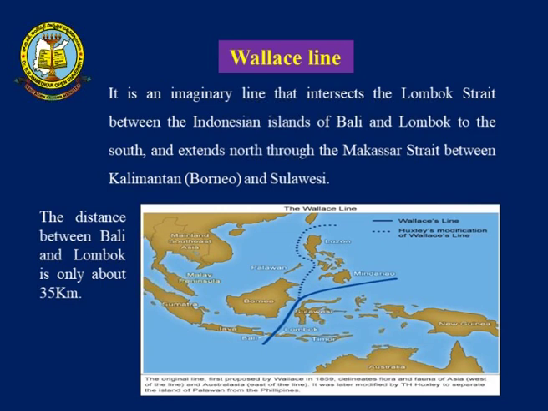Now, if it is just about 35 kilometers, we can expect that the fauna should be the same on either side, but it is not so. Bali had its own fauna and Lombok had its own fauna, and these two islands were separated by the ocean by just 35 kilometers, and still they had different faunas.